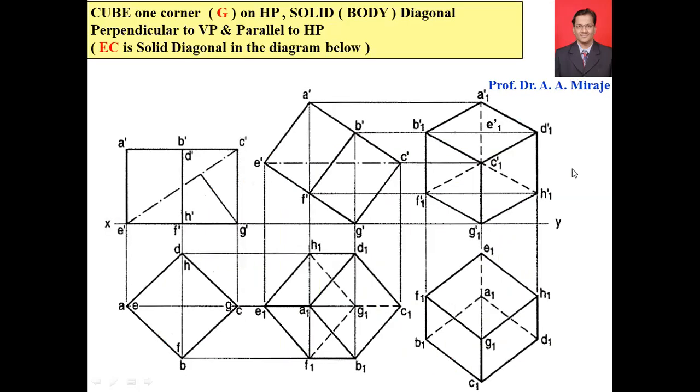This is the same diagram, but in this diagram now, the corner is the point G. So G is the one corner, and this one corner is on the HP, G dash, G dash, G dash. The solid diagonal here is E dash and C dash. Similar to this, there are 4 solid diagonals. So let me take the next slide, and I will come back to the previous slide also. So this is the next slide.